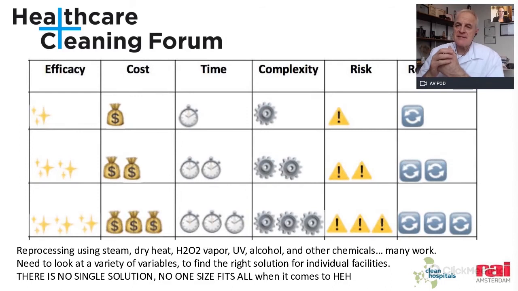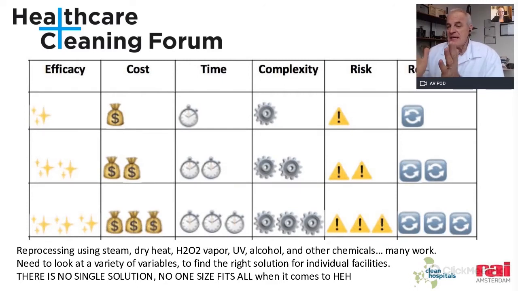The next slide is summarizing this for you. Reprocessing using steam, dry heat, H2O2 vapor, UV, alcohol, and other chemicals may work. So you may have a very specific role in a situation where we are lacking almost everything. We were lacking almost everything. Nowadays, in Geneva, it's not a problem anymore, but it has been a problem.